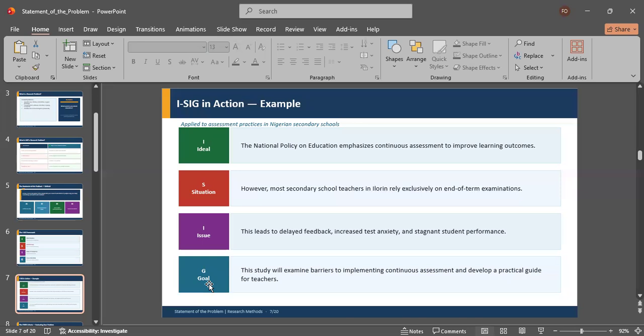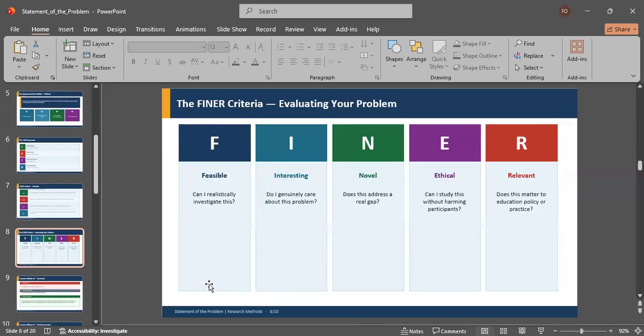So, anyways, that is ISIG in action. Now, how can you evaluate if your statement of the problem is properly written? Okay, I've written my statement of the problem and I follow the ISIG model. How can I know if I have done it so well? I will give us what we call the FINER criteria.